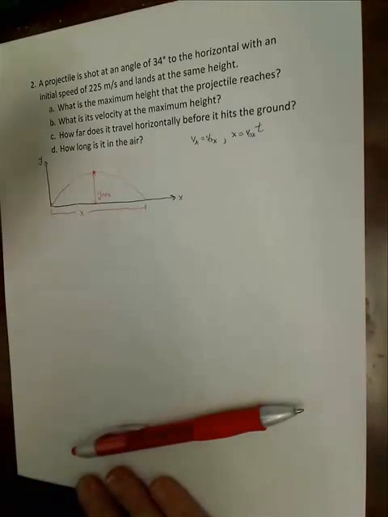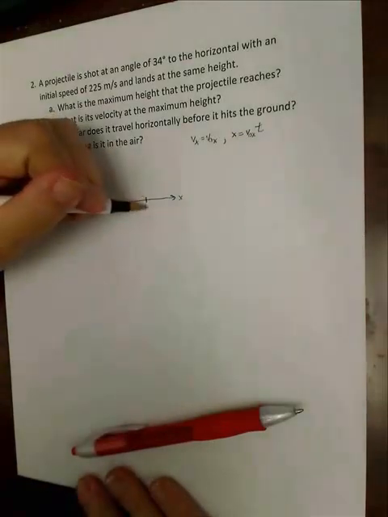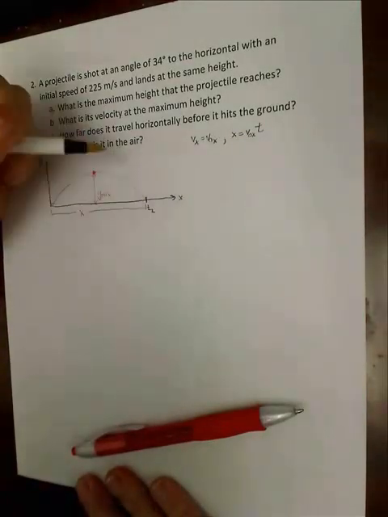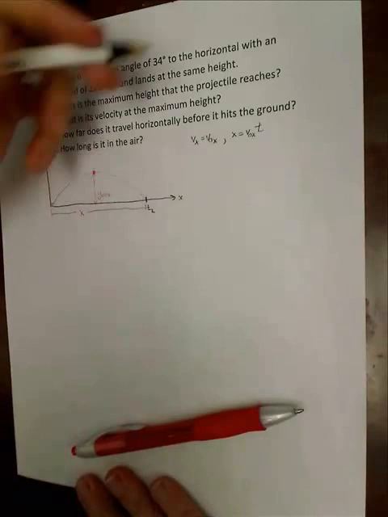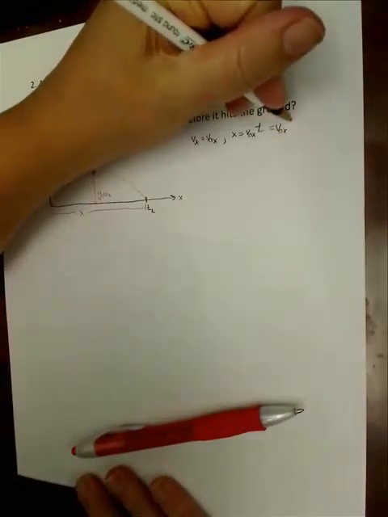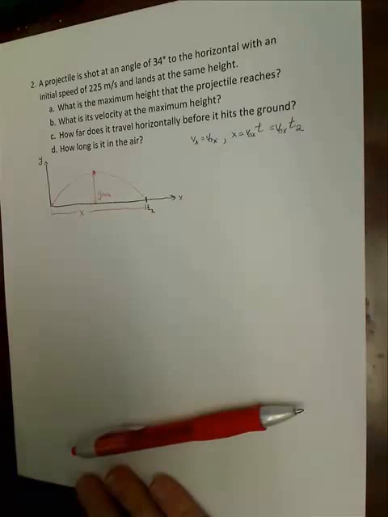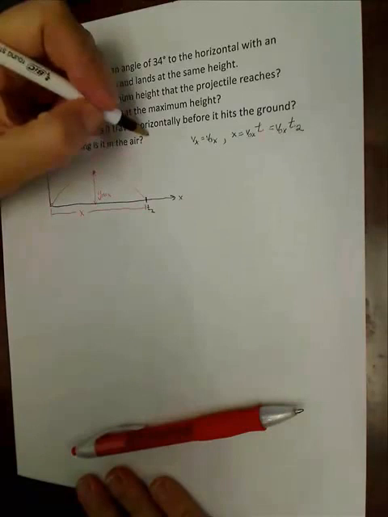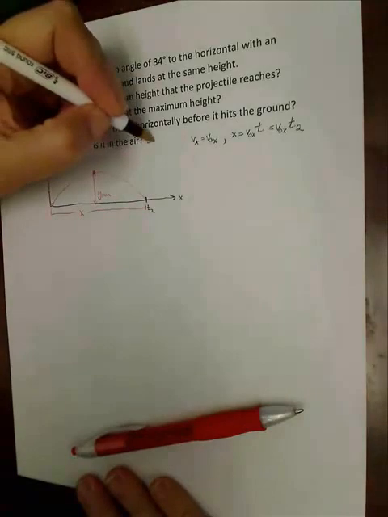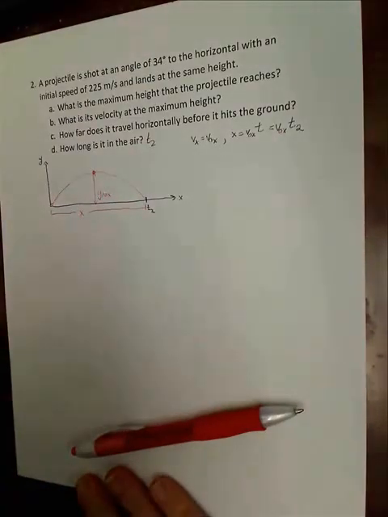So if I know at what time it hits the ground, let's call that T2, then I know the distance that it travels is its initial speed times T2. All right, so to find the answer for part C, I need to know how long it's in the air. So I actually need to know my answer for part D before I can solve part C. Okay, what else do we know?